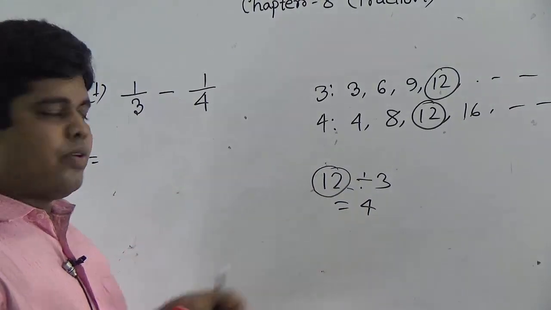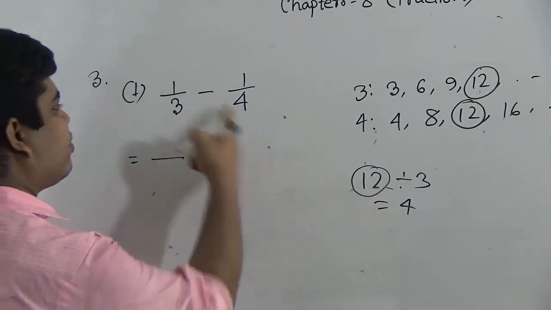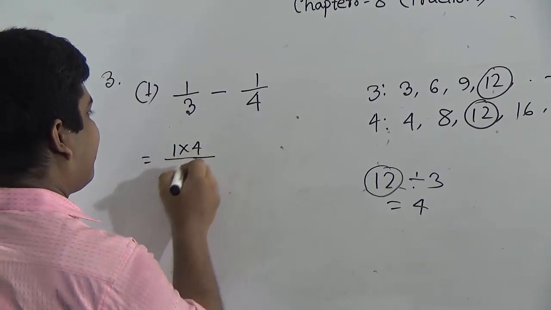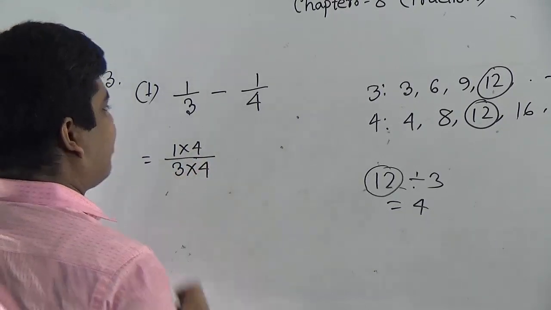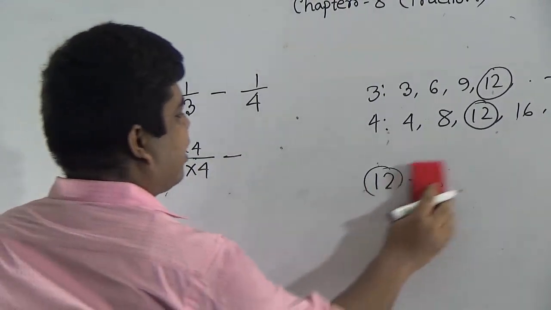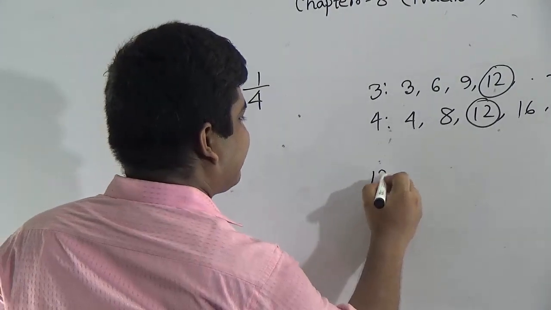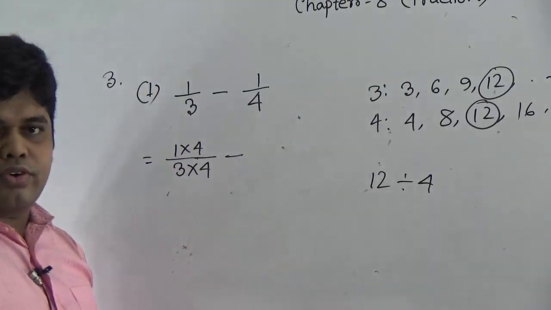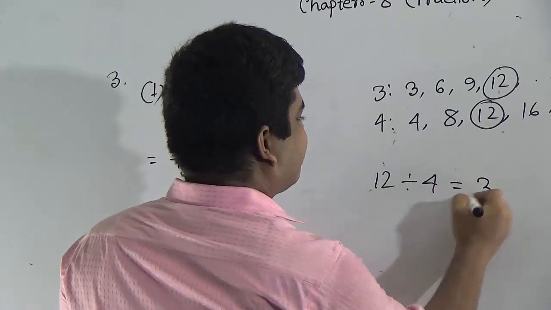Then we get 4. Now we multiply this 4 with the numerator and denominator. That means 1 multiplied by 4 and 3 multiplied by 4. Next, again we divide this LCM, that means 12, by the denominator of the second fraction. That means 4. We get 3.